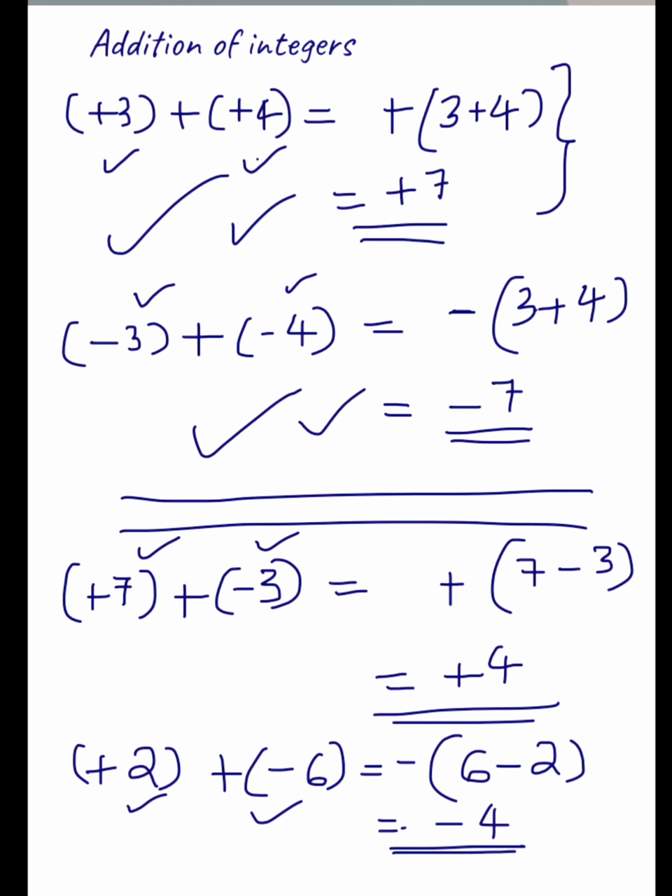Okay, but in the other case you can see that one was positive and the other one was negative, so the integers have different signs. In that case you have to just subtract the integers and then put the sign of the bigger number. Okay. Now let's take some examples from page number 95 and see the result.